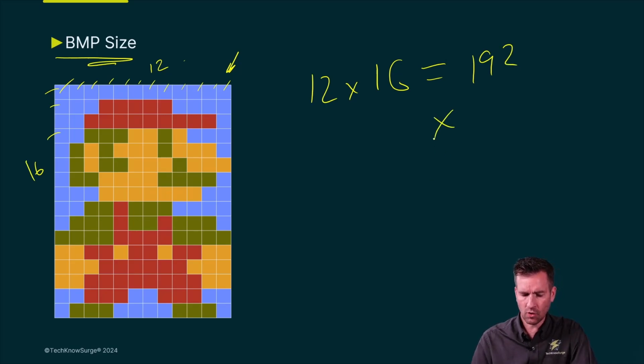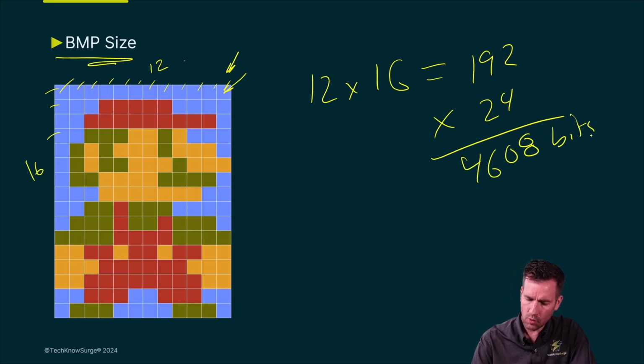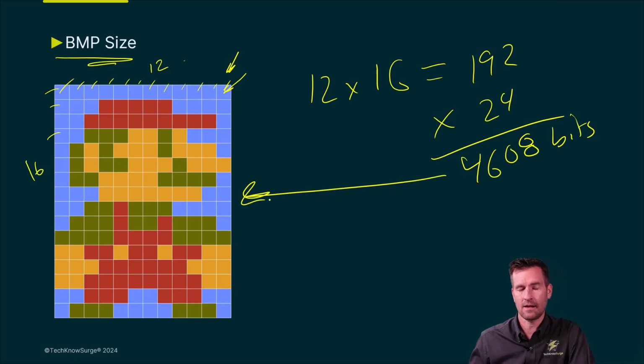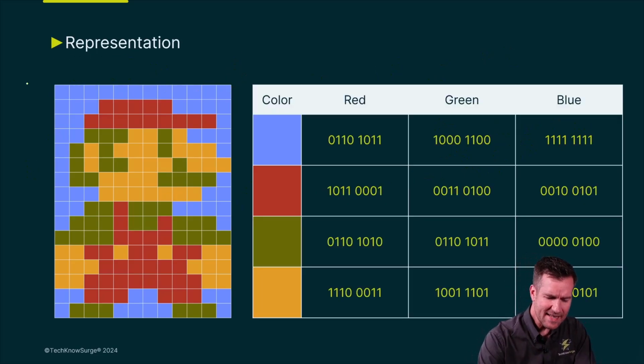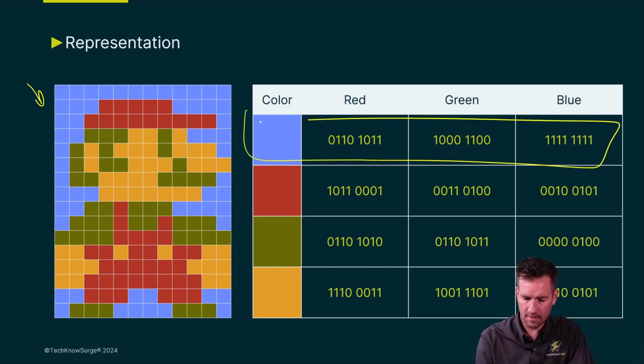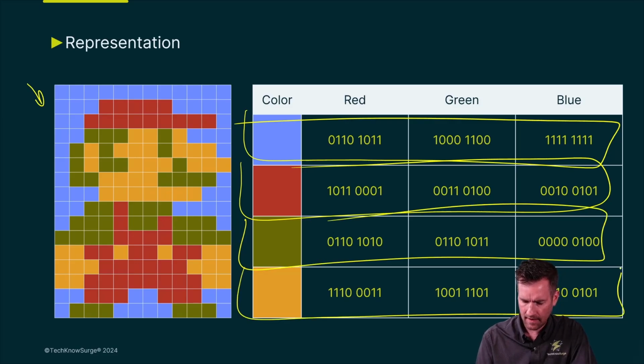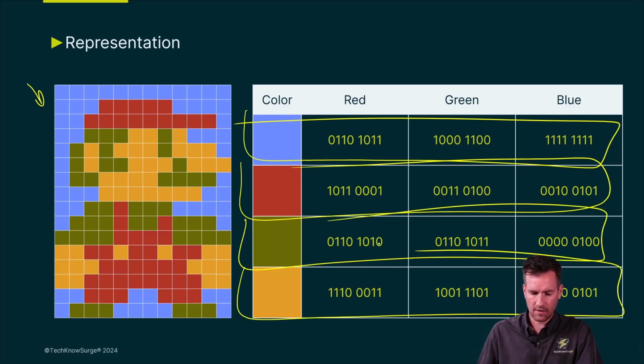If we are storing data on the color of each one of those pixels, and it takes 24 bits, then what we have right here is 4,608 bits to represent this picture. But the thing is that we just have 4 colors showing here. We have some variation of blue, a red, a green, and a yellowish orange color. So we've got these different colors right here.